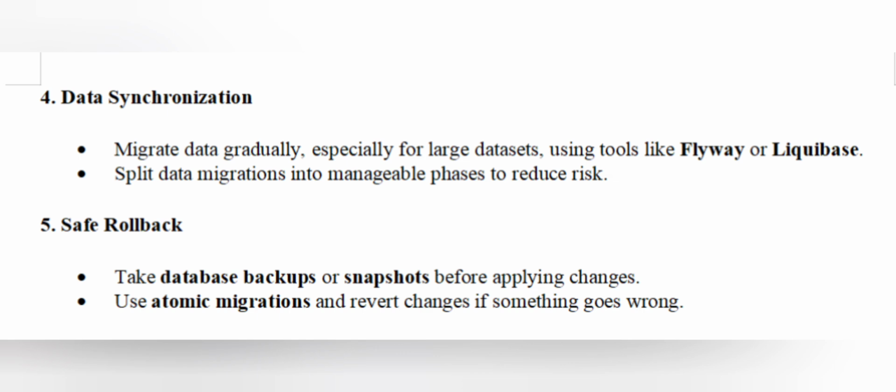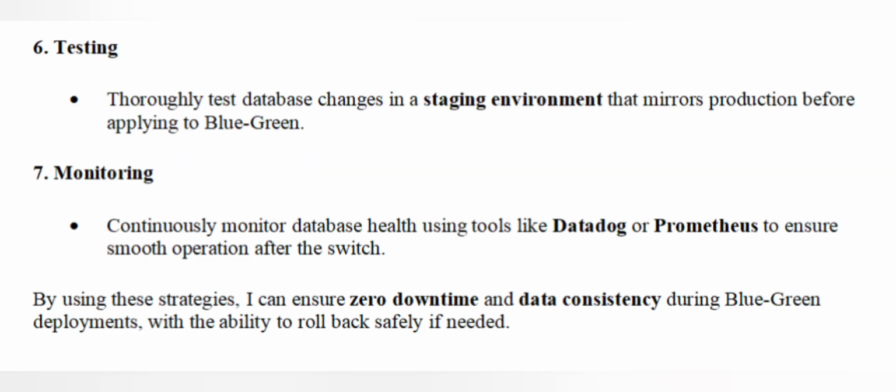Fifth point would be safe rollback. Take database backups or snapshots before applying changes. Use atomic migrations and revert changes if something goes wrong. The sixth point is testing. Thoroughly test database changes in a staging environment that mirrors production before applying to blue and green. Seventh point is monitoring. Continuously monitor database health using tools like Datadog or Prometheus to ensure smooth operation after the switch. By using these strategies, I can ensure zero downtime and data consistency during blue-green deployments with the ability to roll back safely if needed.